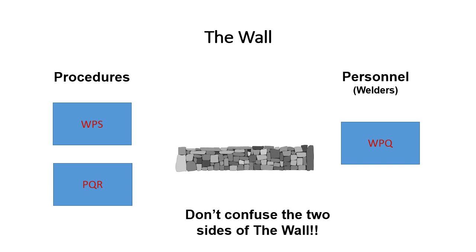So when we go into Article 2, that is procedures. Article 3 is personnel. And we need to realize there is a wall there. What happens on one side of the wall stays there. So we need to realize that. I've had millions of arguments with people telling me, oh, well, the procedure says this, and then they're quoting out of the personnel side. It doesn't work like that. You've got to stay on your side of the wall, whether we're talking about personnel qualification or procedure qualification.